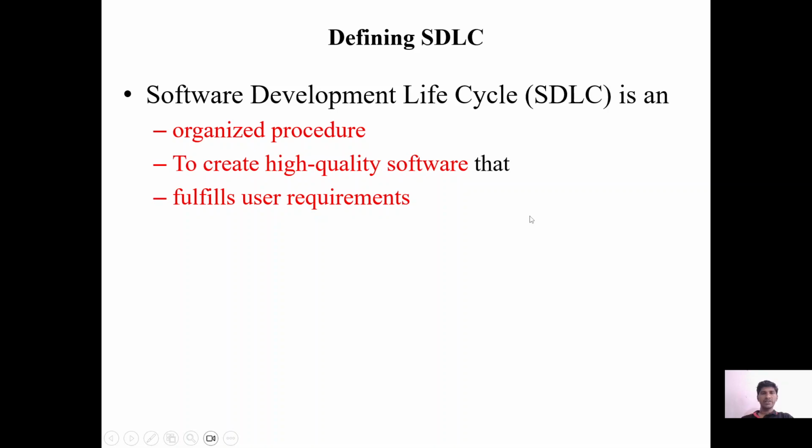So next is software development life cycle. The definition of software development life cycle is that it is an organized procedure to create a high quality software. For what? To fulfill the user requirements. So in order to fulfill the user requirements, we have to create a high quality software. The procedure for the creation of this forms the software development life cycle.